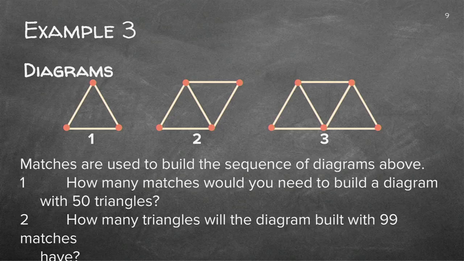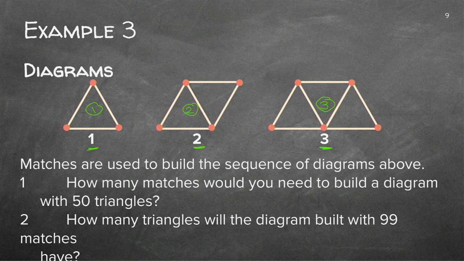So we give you patterns. In this case, it is matches, and they form triangles. So this is term 1, term 2, and term 3. Now, can you see something? There's one triangle in here, there's 2 triangles in there, and there's 3 triangles in there.